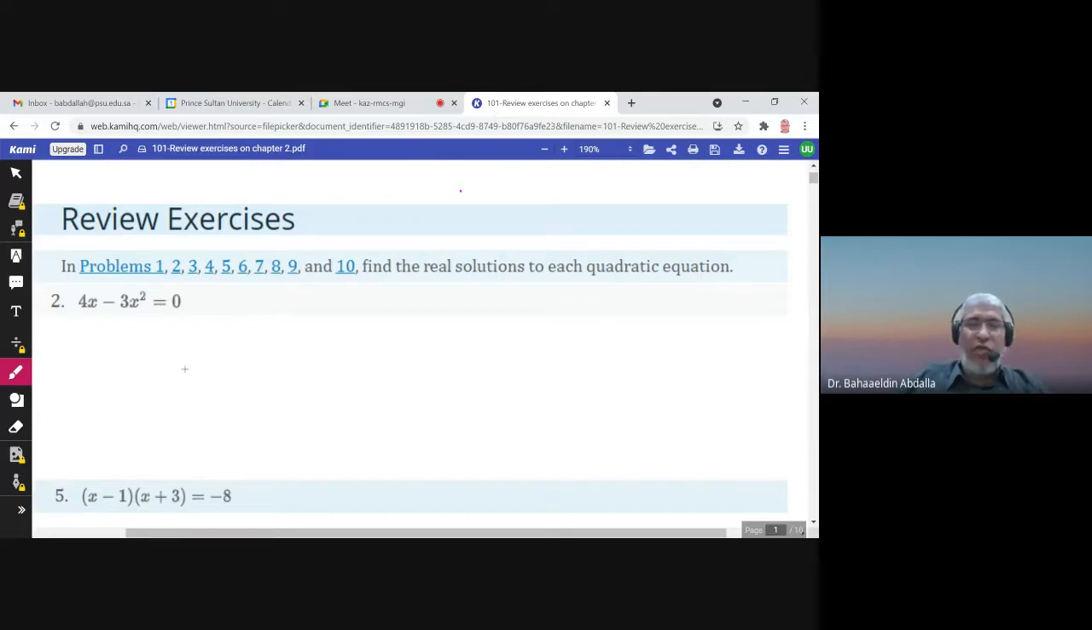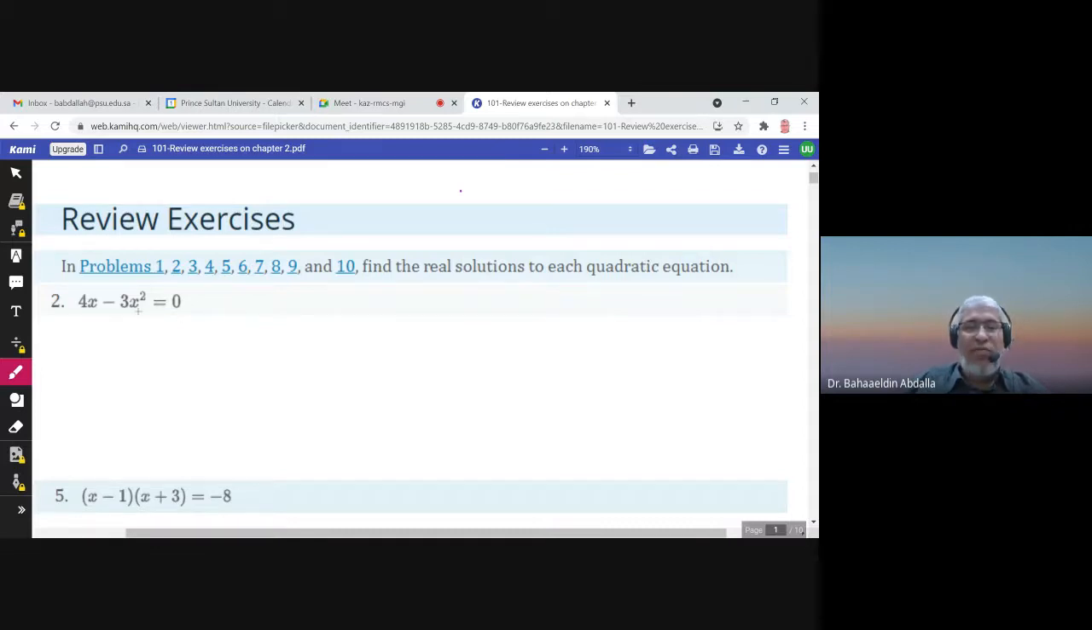These are review exercises about chapter 2, which is about quadratic equations and functions and applications. So find the real solutions to each quadratic equation. We studied two methods to solve quadratic equations. The first one is factoring.